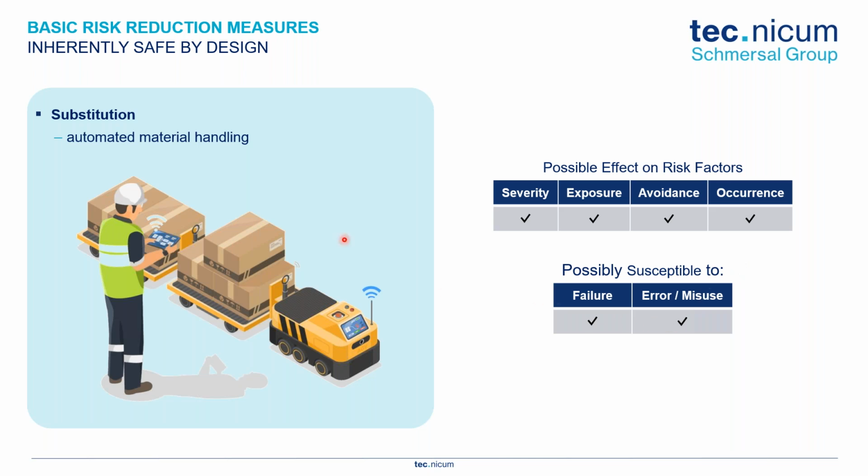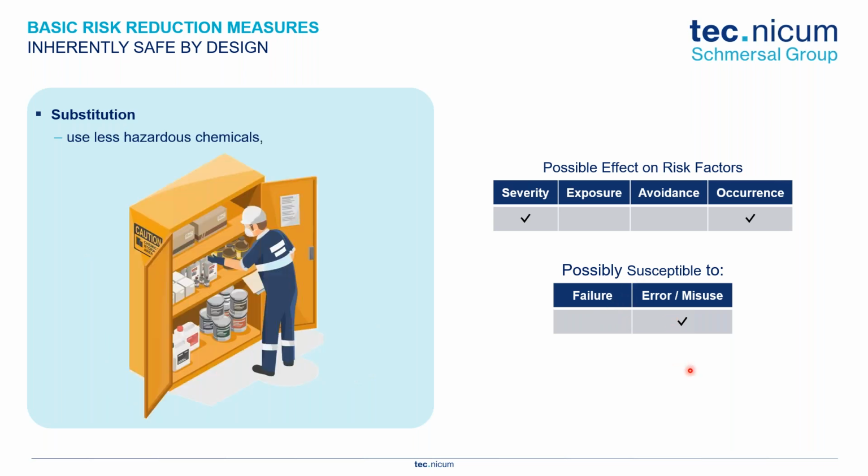However, because we're relying on this, we may have a failure with the automated system. We may have a failure with somebody misusing the automated system. So yes, this is great, it checks all these boxes, but oh wait a minute, it checks all these boxes as well. So it all depends on what we're able to implement for these risk reduction measures.